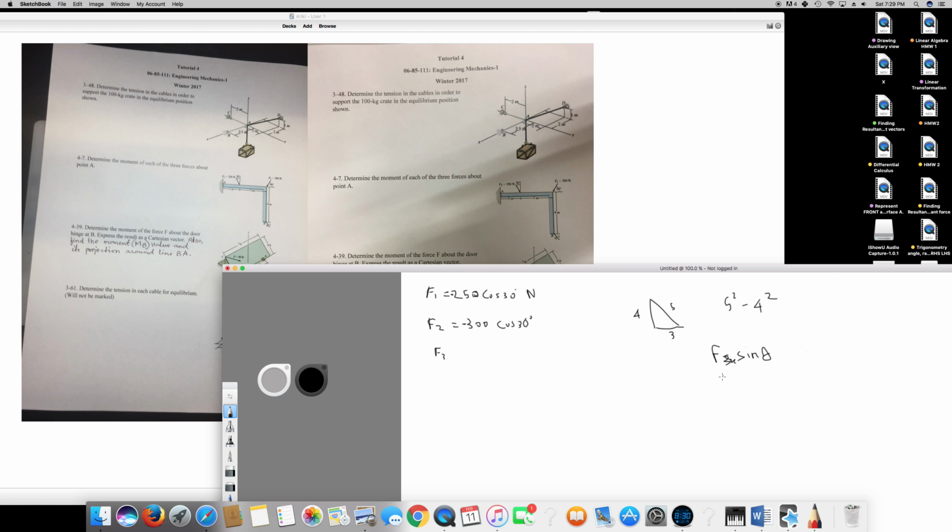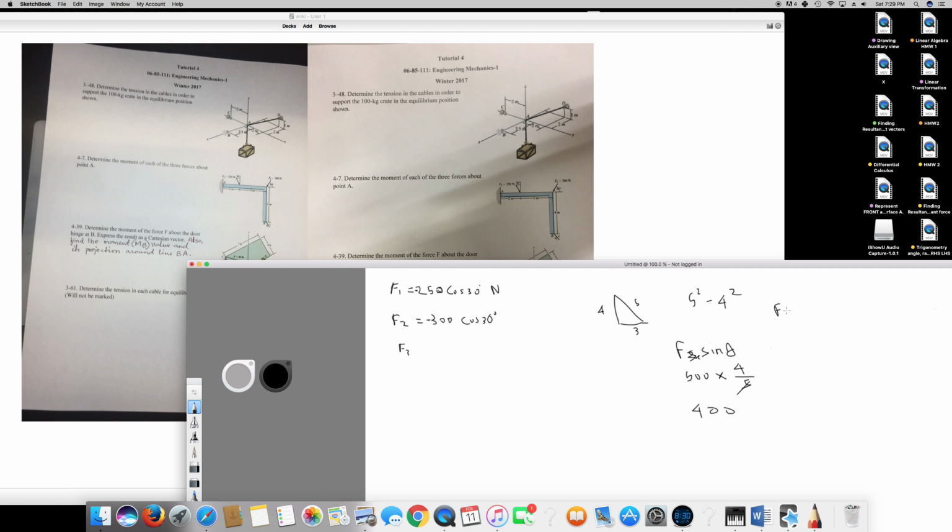So F3 is given, it's 500 Newton. So I have to multiply 500 Newton by the y-axis, which is 4 over hypotenuse 5. So if I multiply, I will get 100 times 4, 400. 400 for this one.